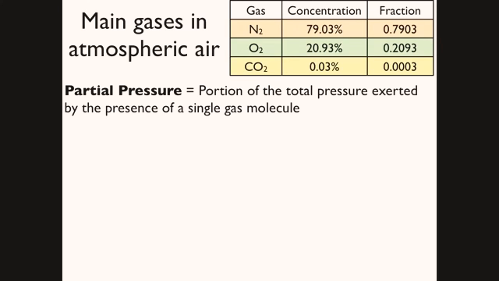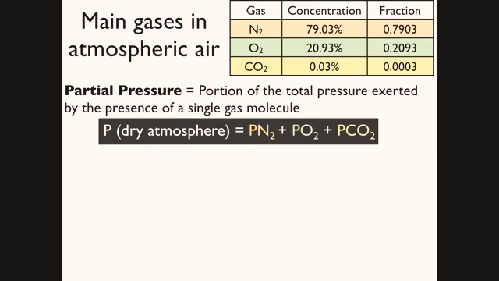So again, the partial pressure is the portion of the total pressure exerted by the presence of a single gas. So we can say that the total pressure in the atmosphere, so for example 760 millimeters of mercury at sea level, is due to the partial pressure of nitrogen plus the partial pressure of oxygen plus the partial pressure of carbon dioxide. We're going to now calculate each of these pressures.